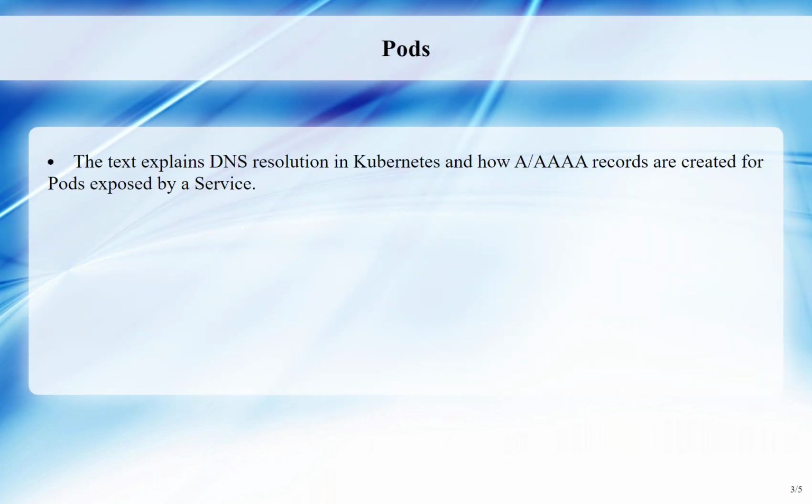The text discusses how DNS resolution works in Kubernetes, specifically focusing on AAAA records, pod's hostname and subdomain fields, pod's setHostnameAsFQDN field, pod's DNS policy, and pod's DNS config. In the context of DNS resolution, AAAA records are created for pods exposed by a service, specifying the DNS resolution format.